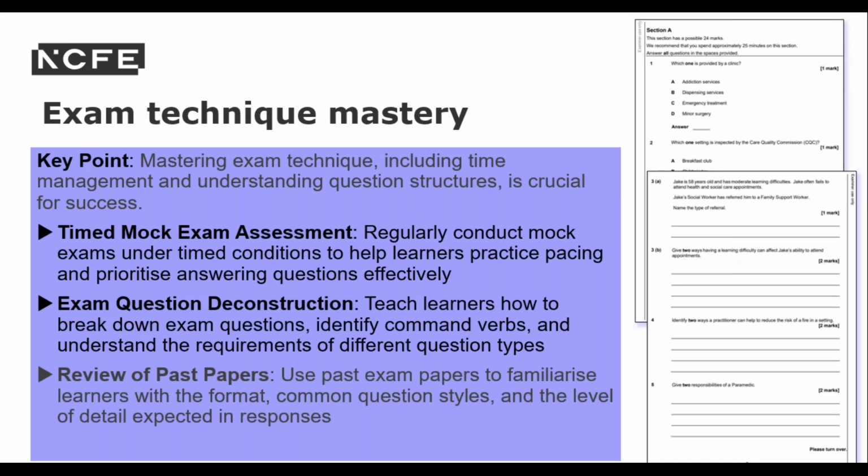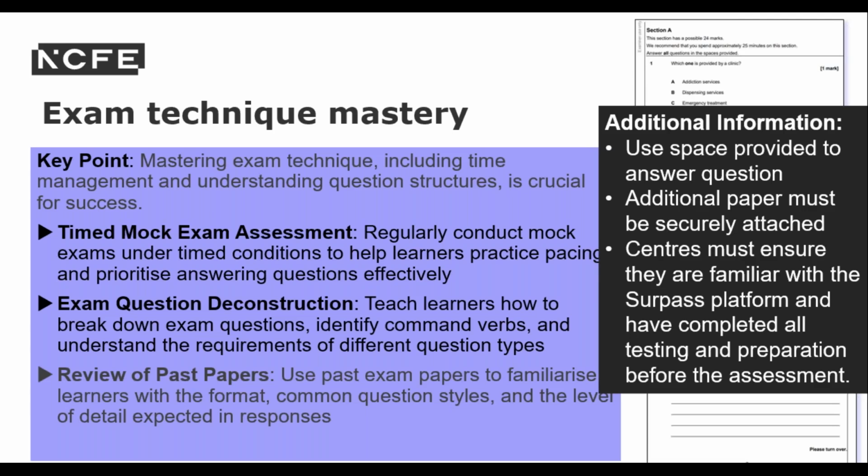Additional information raised from the Chief Examiner report. Learners should use the space provided to answer questions. Where answers are typed or additional pages are included, the learner's name, the centre number, centre name and task number must be clearly visible. The additional paper must then be securely attached to the workbook.